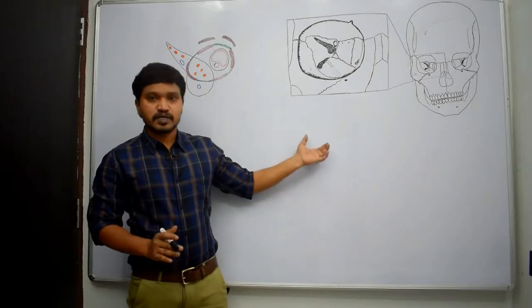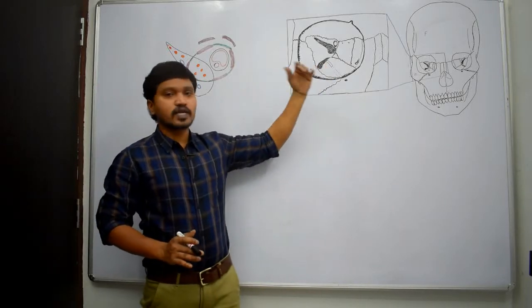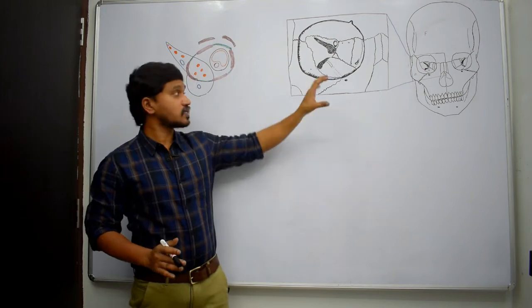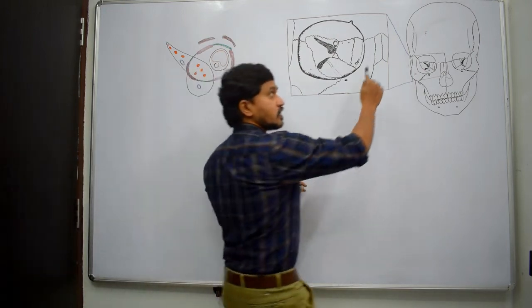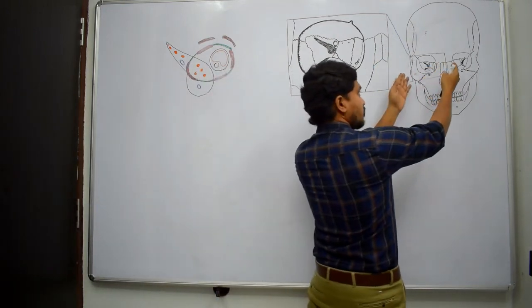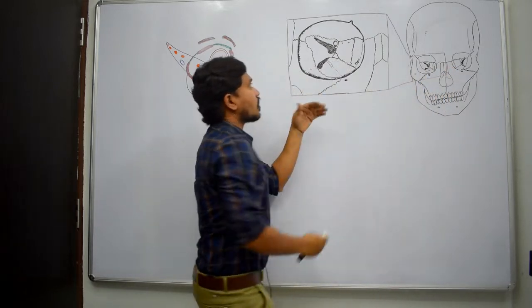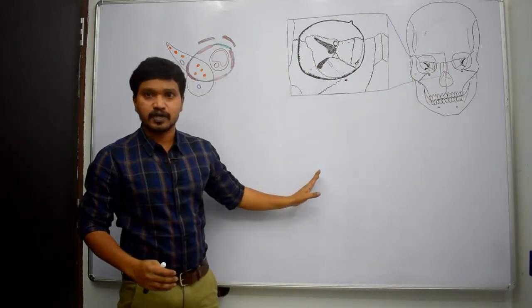Today's topic is orbit. First we will discuss the bony orbit, then we will discuss the different structures present in the bony orbit. I have taken norma frontalis here and I have magnified the bony orbit to see which bones form it.